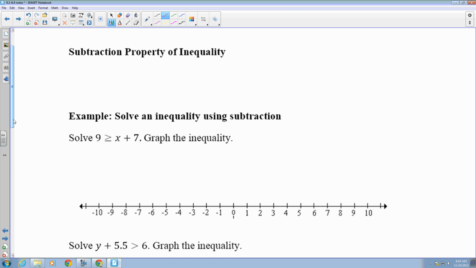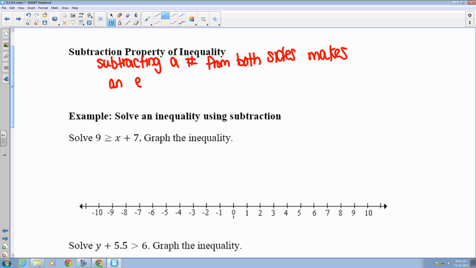Subtraction property of inequality. Same thing as addition, only with subtraction. Subtracting a number from both sides makes an equivalent inequality.